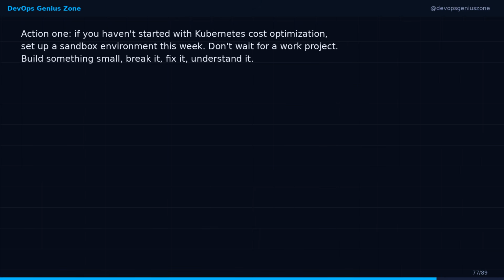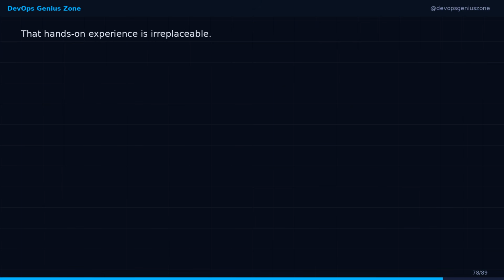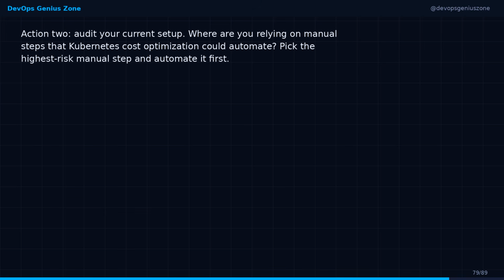Here is your action plan. Do not just watch this video and move on. Take one concrete step in the next 24 hours. Action 1: If you haven't started with Kubernetes cost optimization, set up a sandbox environment this week. Don't wait for a work project. Build something small, break it, fix it, understand it. That hands-on experience is irreplaceable.